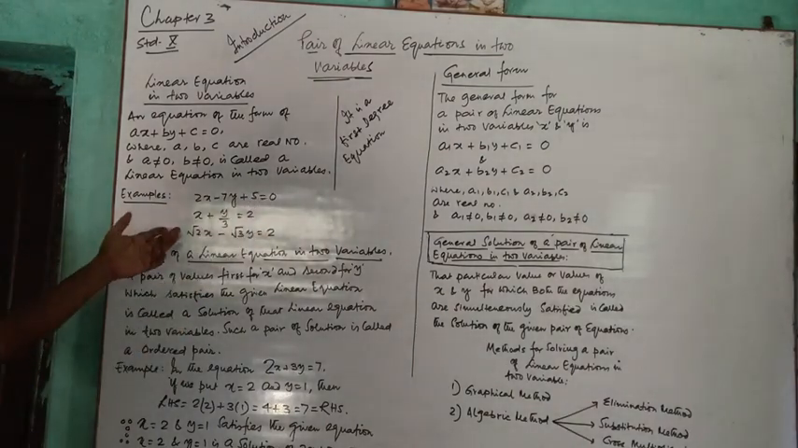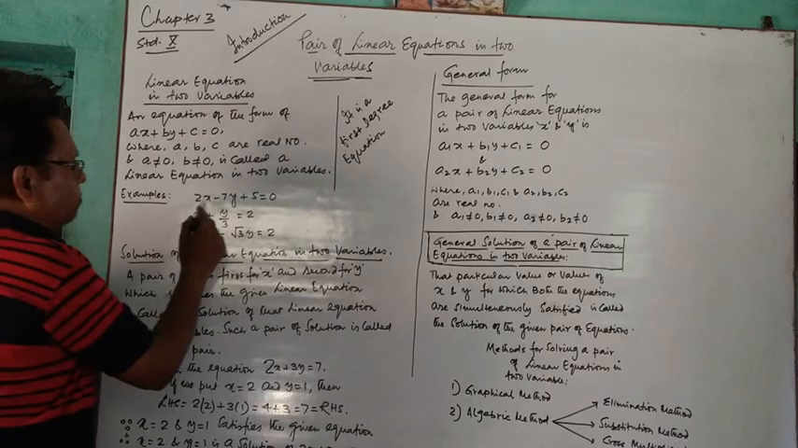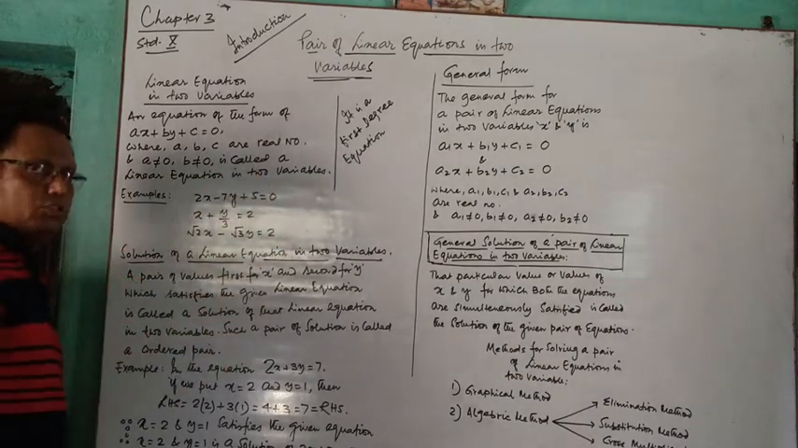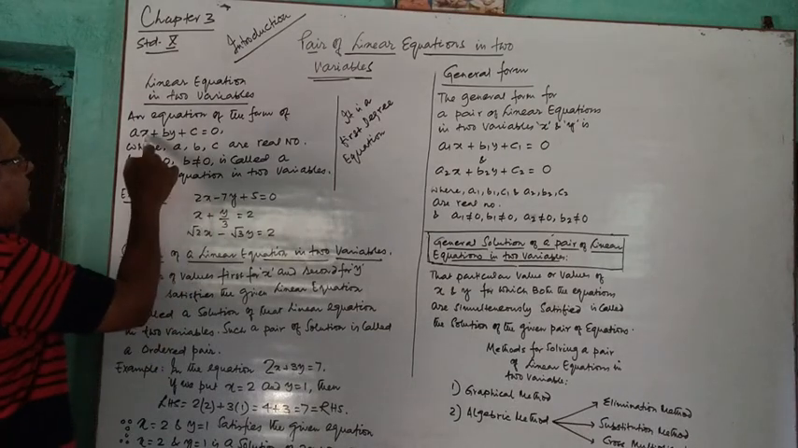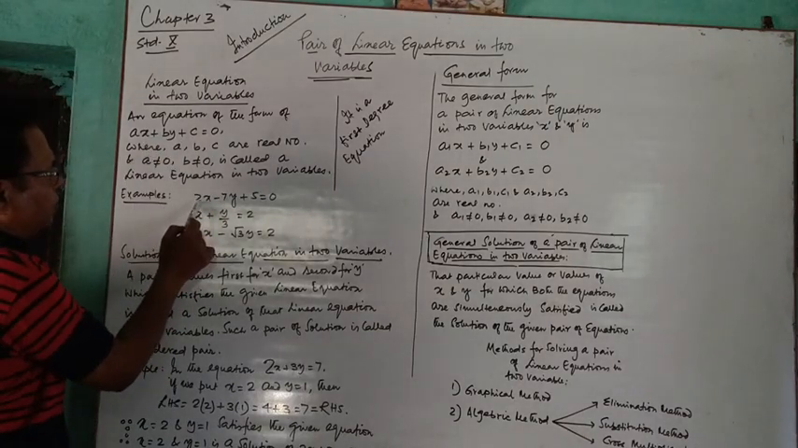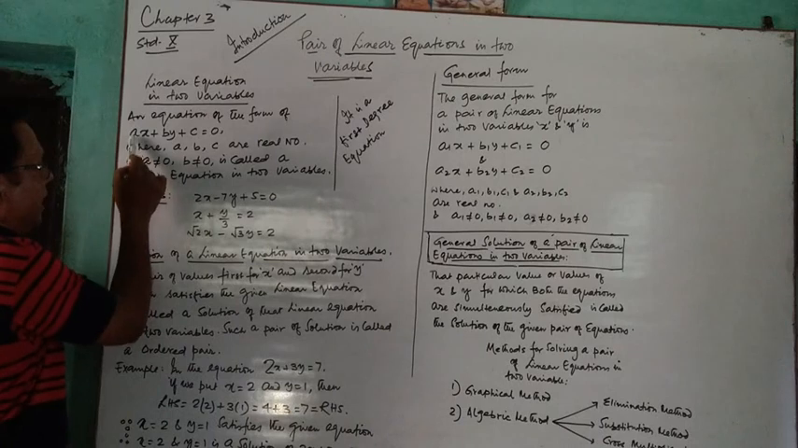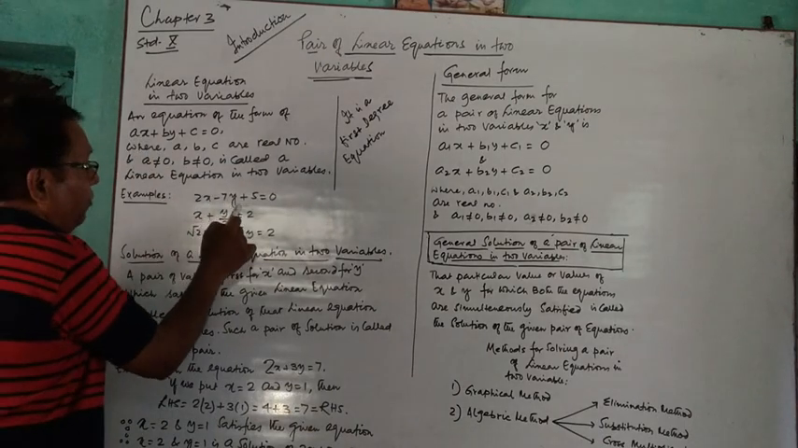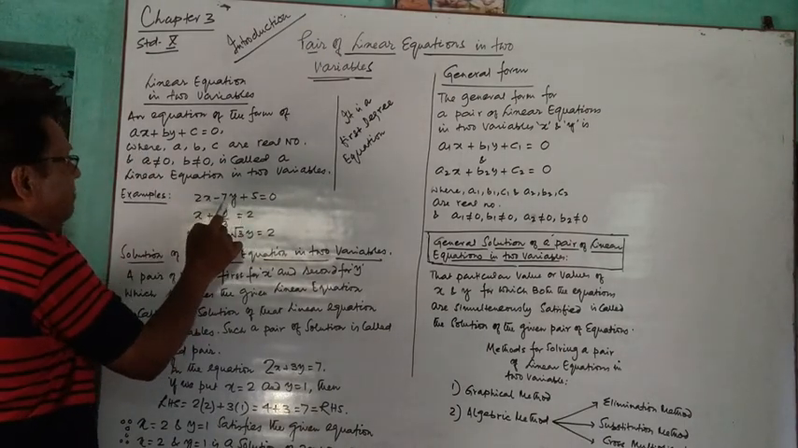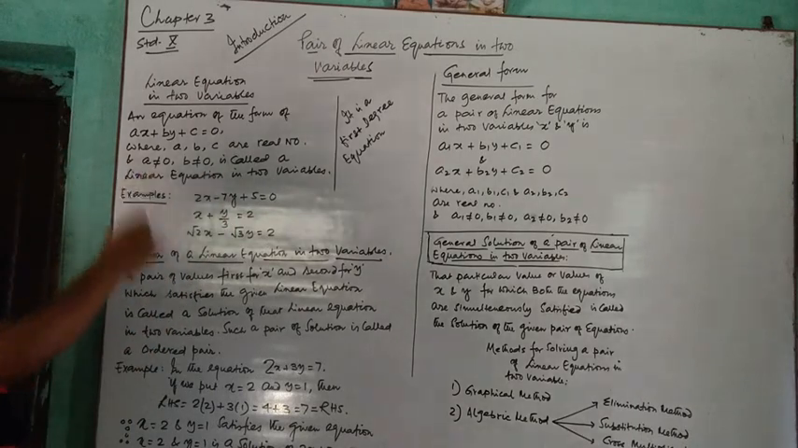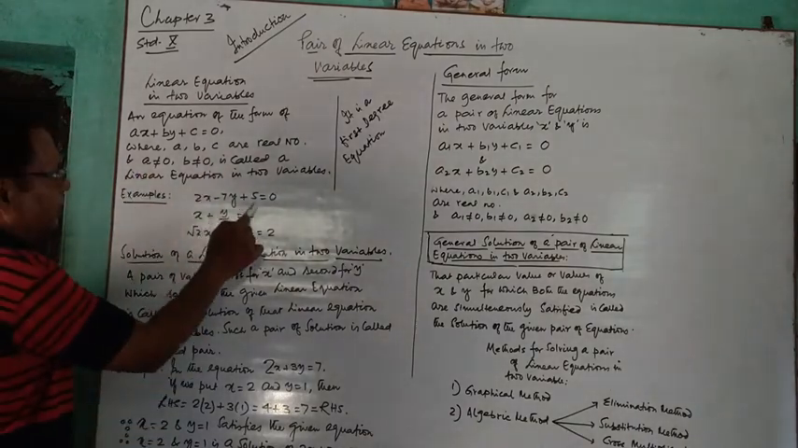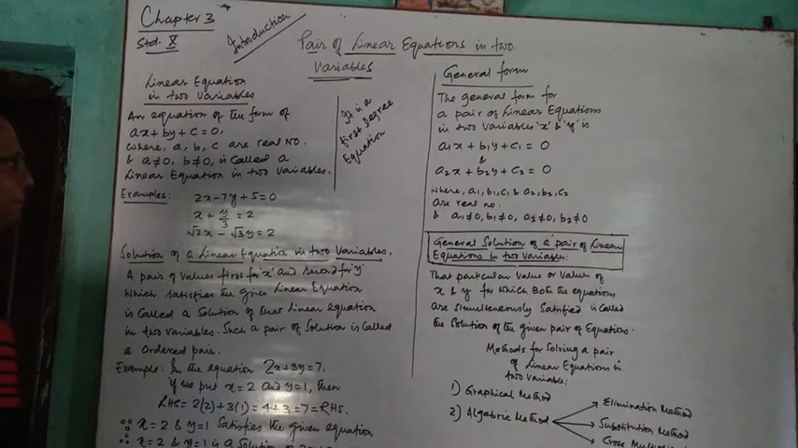We have taken an example over here, 2x - 7y + 5 = 0. Well, if you compare it with this equation, you will find the coefficient of x is 2, that is a = 2. The coefficient of y is -7, that is b = -7. And the constant term is 5, c = 5.